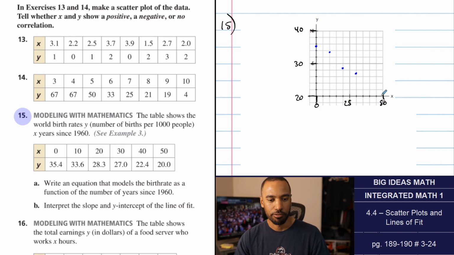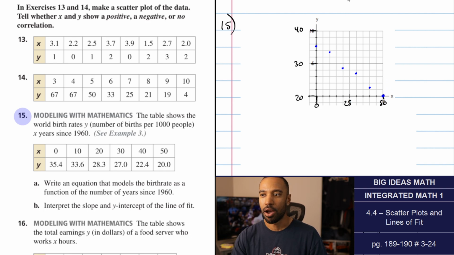When X is 40, Y is 22.4, so 22, and 23 is in between there, so 22.4 is maybe about right there. And when X is 50, Y is 20, so boom, right at the bottom like that. Now I'm going to draw a trend line.